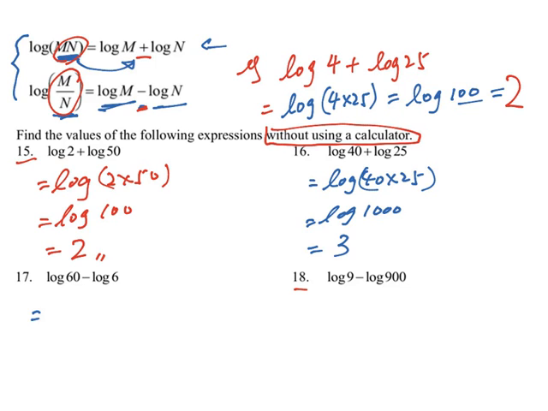Next, this time it is a minus case. For a minus case, it is divide. So log 60 divided by 6, we can get log 10. What is log 10? Log 10 is 1.